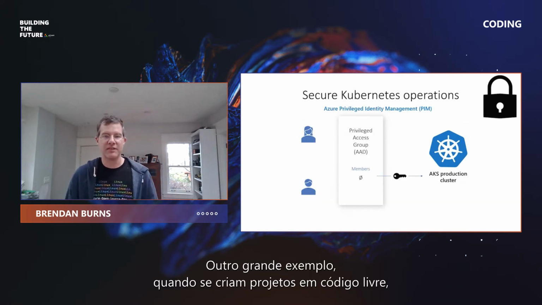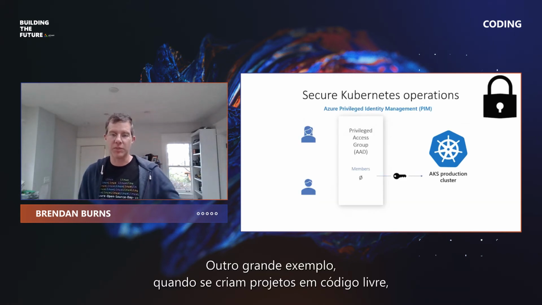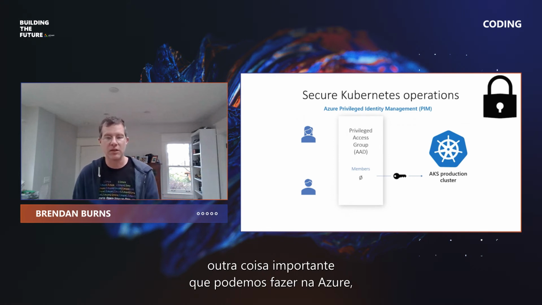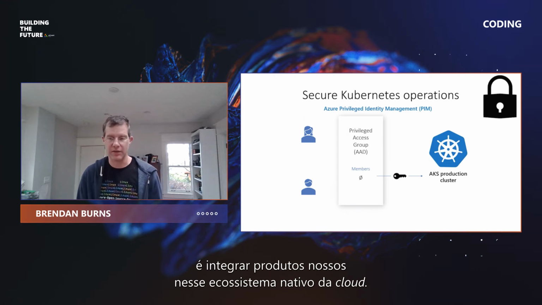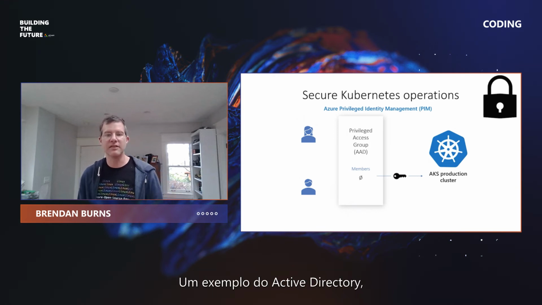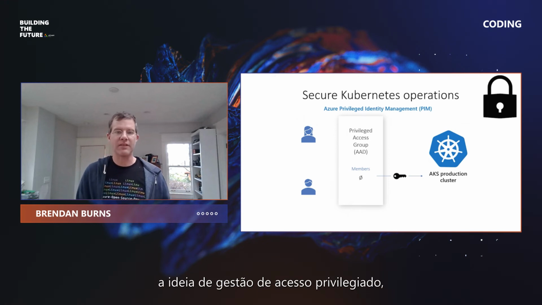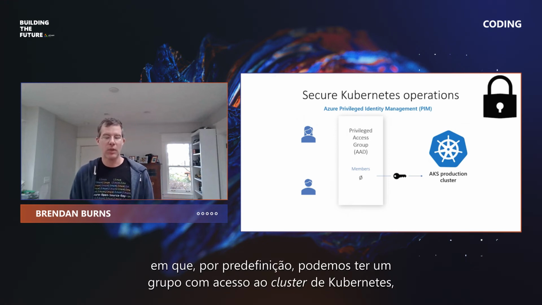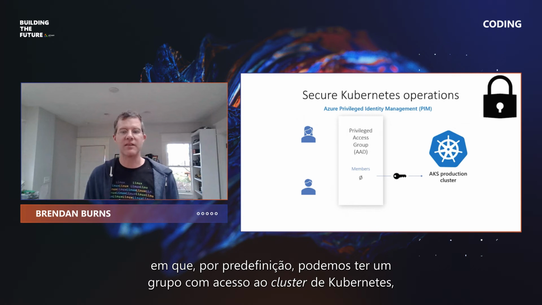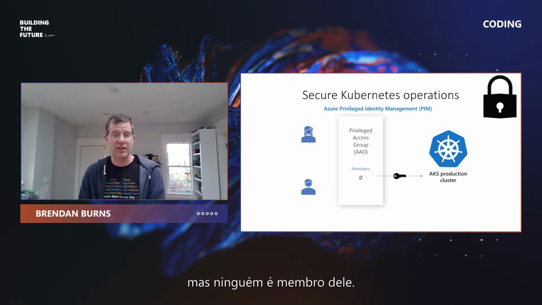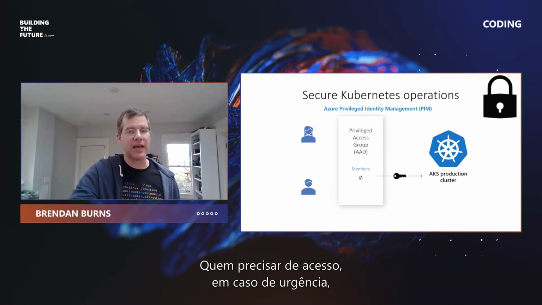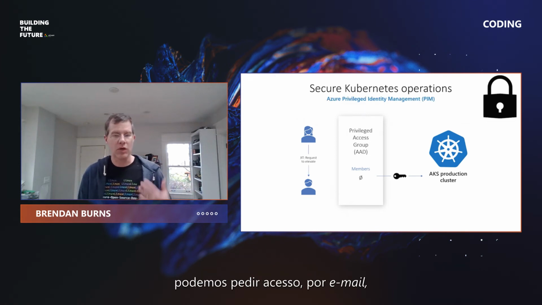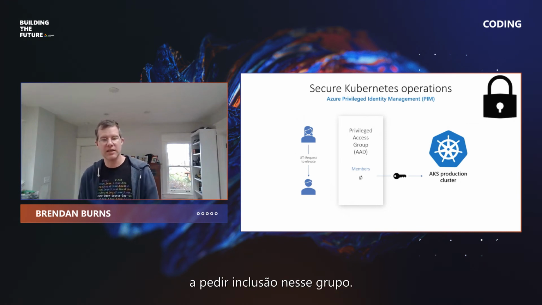Another great example of this is, if we've talked about building new open source projects, I think another really important thing that we can do as Azure in the cloud native ecosystem is integrate our own products with the cloud native ecosystem. This is an example from Active Directory, where we had this idea of privileged access management, where by default you can have a group that has access to your Kubernetes cluster, but that nobody is actually a member of. If you need access to it, in the case of a live site, in case of an emergency, you can request access.